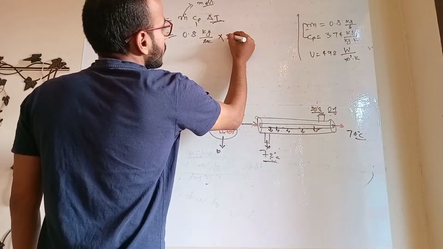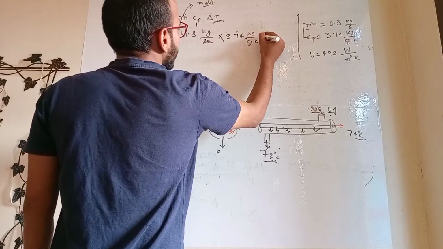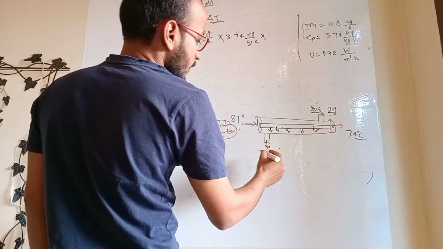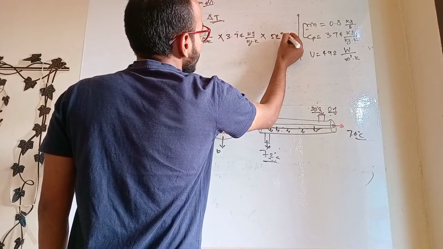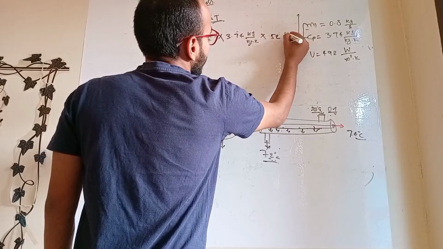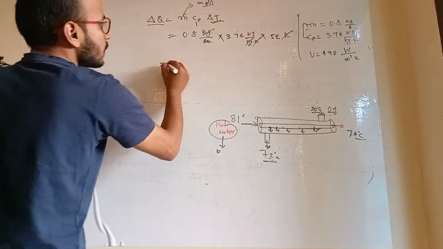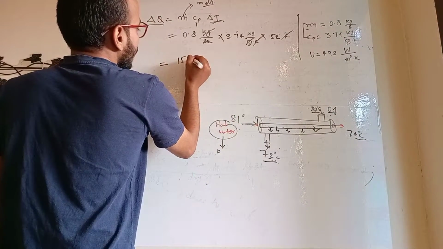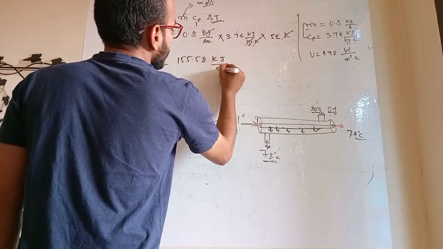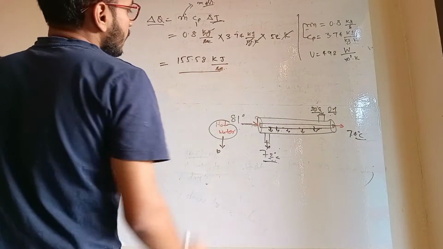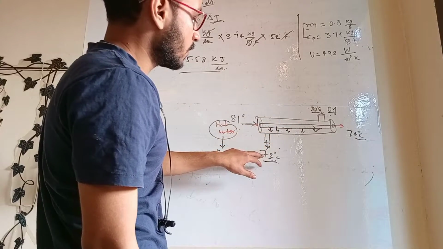Specific heat is given as 3.74 kilojoule per kg Kelvin, and delta T is 72 minus 20, which will be 52 degree centigrade, or we can write it in Kelvin. So the kg will get cancelled, and this value will be 155.58 kilojoule per second. So this much energy is required for the orange juice to raise the temperature from 20 to 72 degrees centigrade.